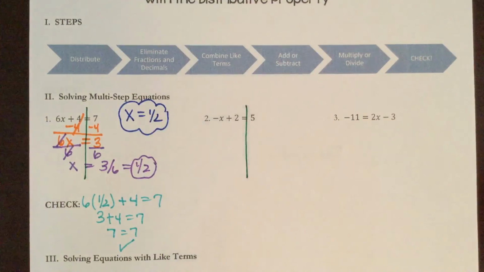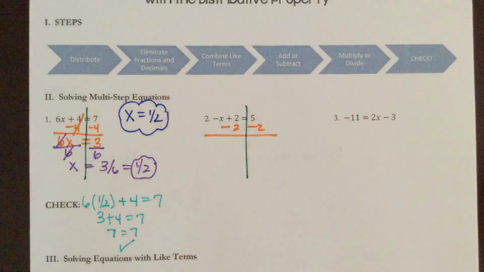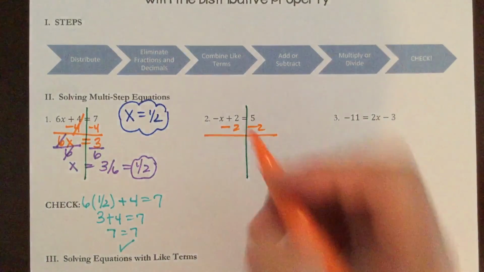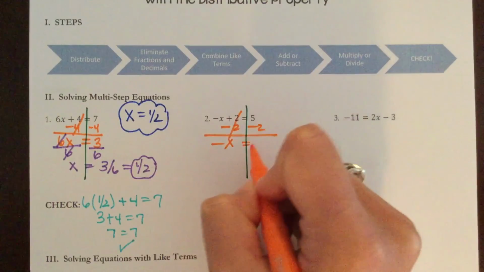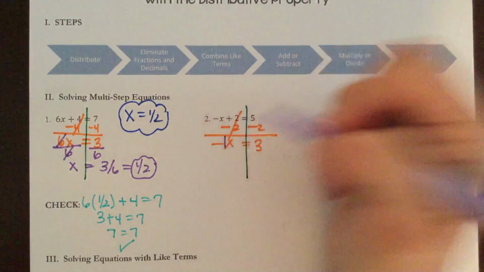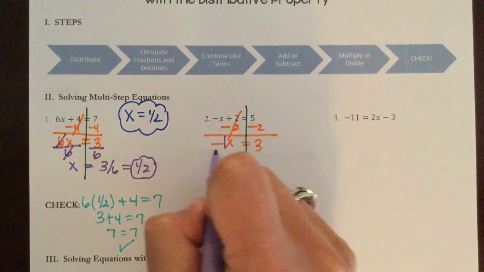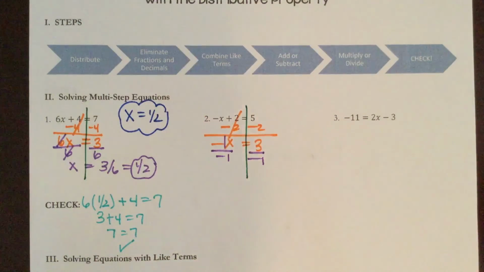My job is to get x by itself. So to do that, I am going to move the positive 2 from the left-hand side to the right-hand side. I'm going to do that by subtracting because the inverse operation for addition is subtraction. These two cancel and I'm left with negative x is equal to 3. The next step says to multiply or divide. There's an understood negative 1 in front of the x. This reads that negative 1 times x is equal to 3. We are going to undo that multiplication with division, and the negative 1's cancel out.